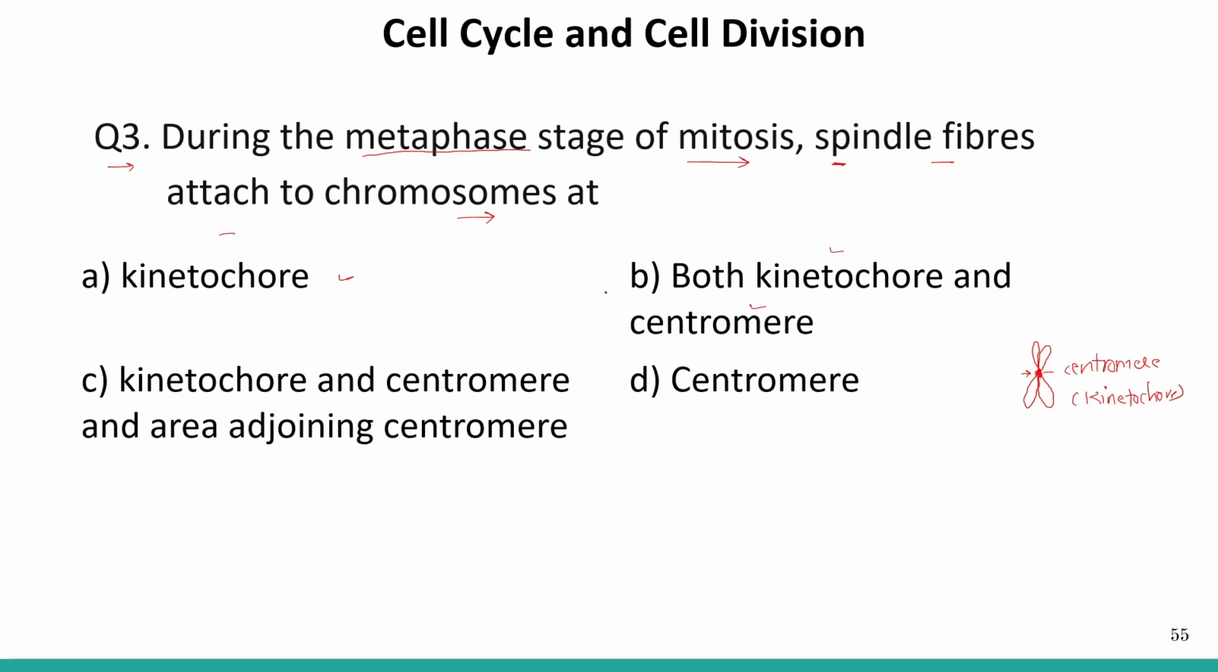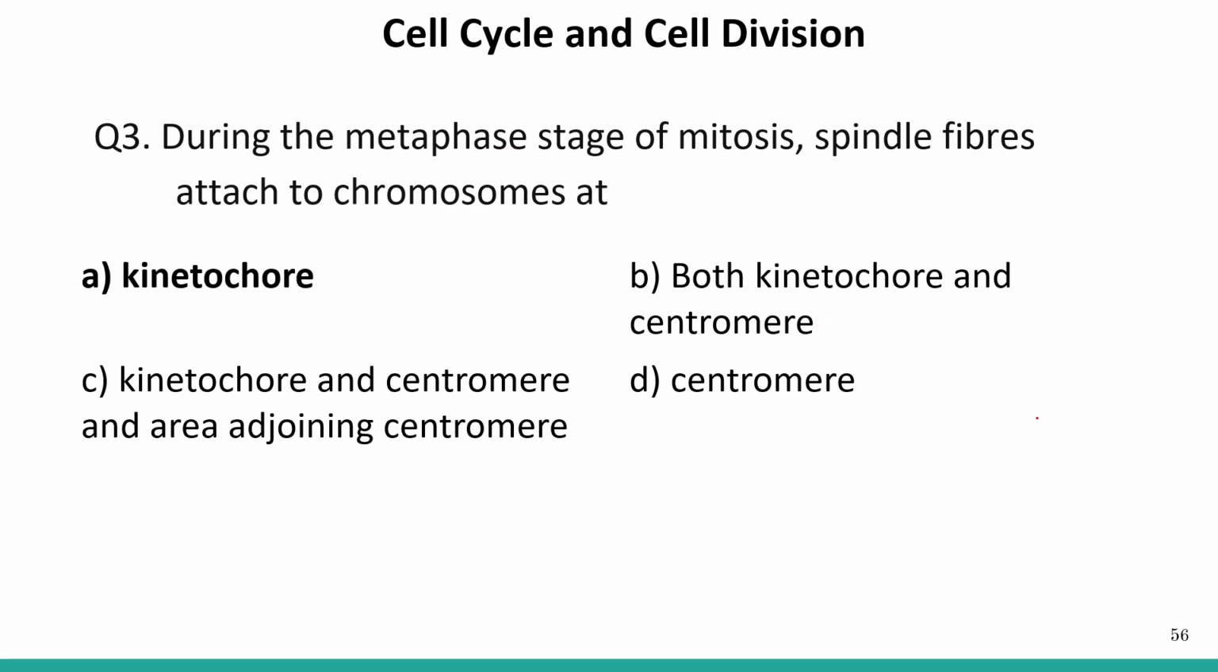The first option is kinetochore, the second is both kinetochore and centromere. Here they are confusing you with kinetochore and centromere. The third option is kinetochore, centromere and the area adjoining the centromere, and the fourth option is just the centromere. So what should be the answer? According to this, the answer should be kinetochore. The spindle fiber attaches to the kinetochore present in the centromere of the chromosome.